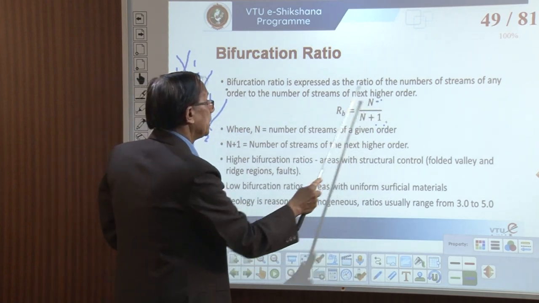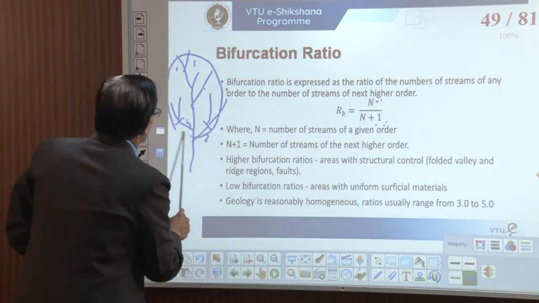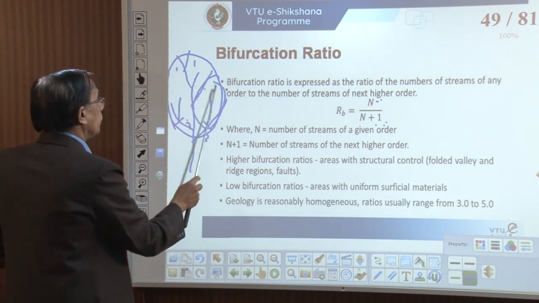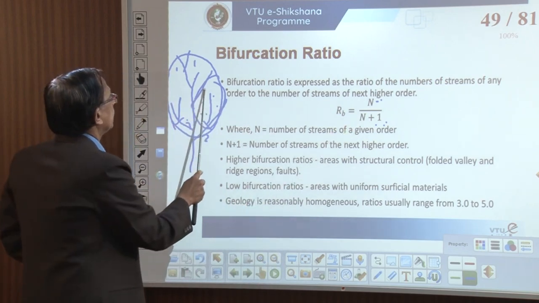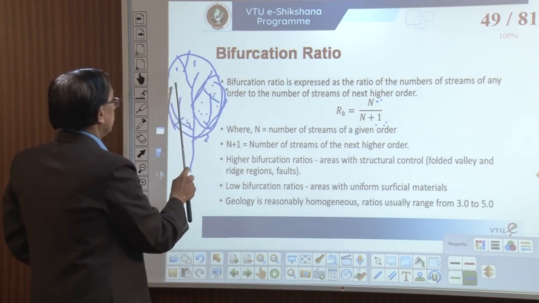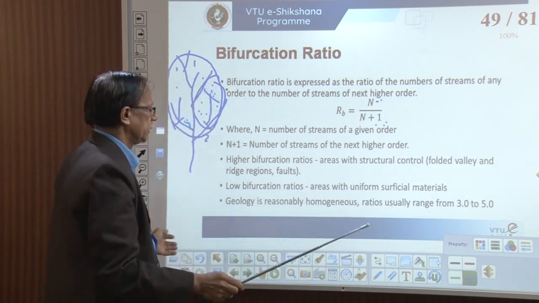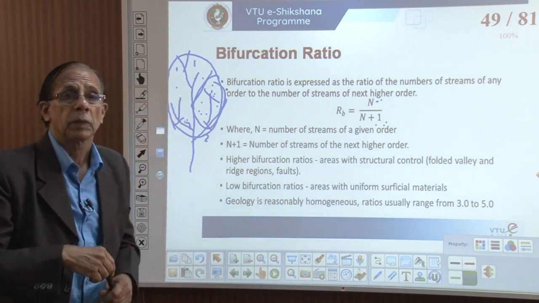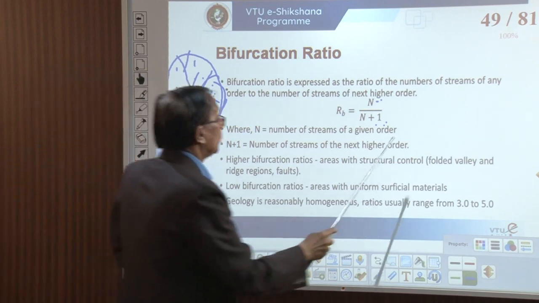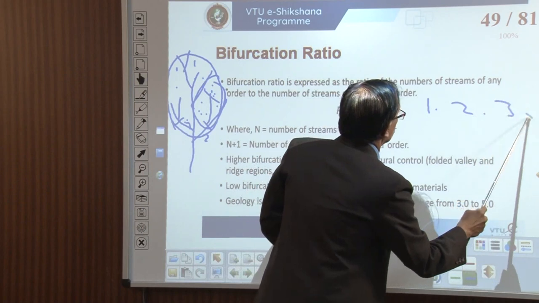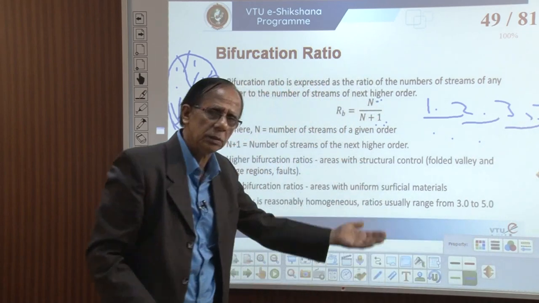A higher bifurcation ratio means an area with structural control. In some part of the river basin or watershed, a higher bifurcation ratio may indicate structural control. A low bifurcation ratio means no structural control, uniform conditions everywhere. It means the bifurcation ratio in any part of the watershed, between 1 and 2, 2 and 3, 3 and 4, 4 and 5, is more or less the same.